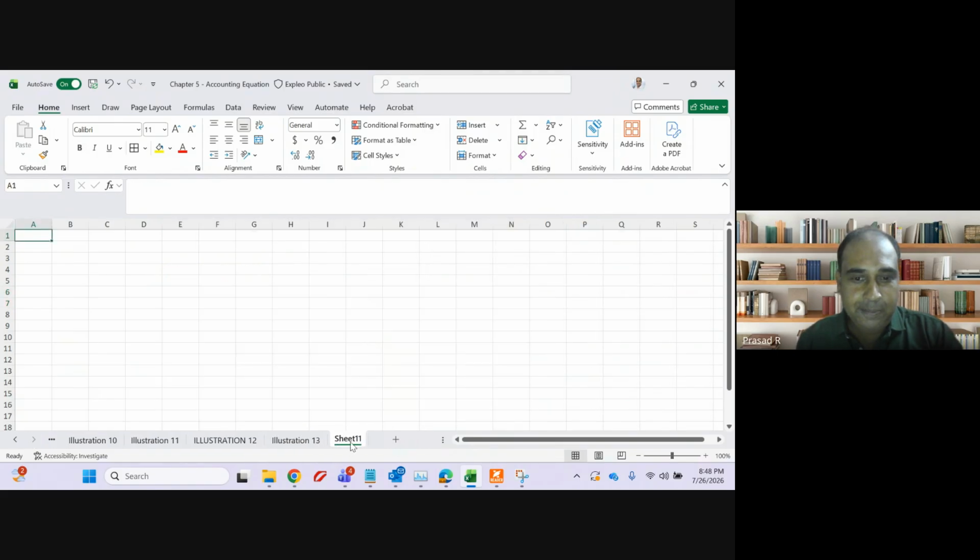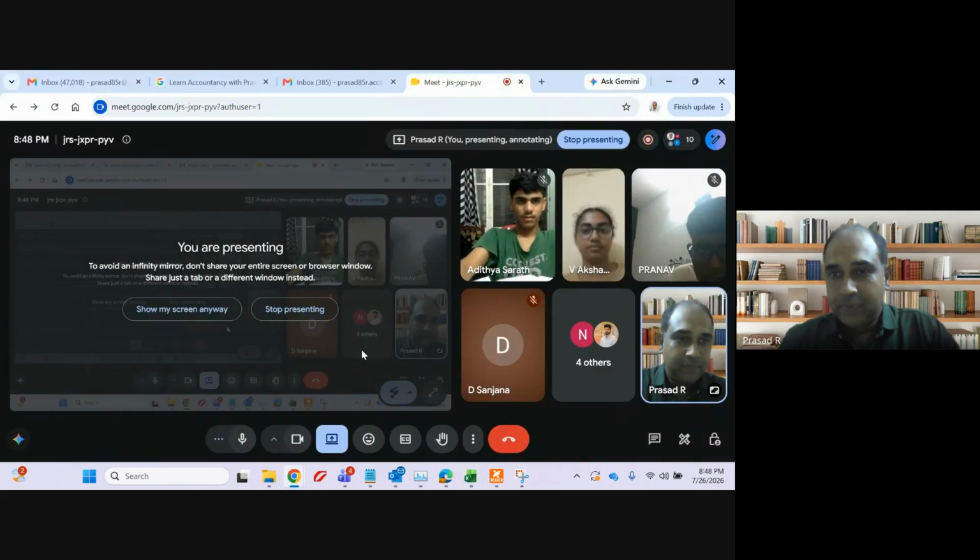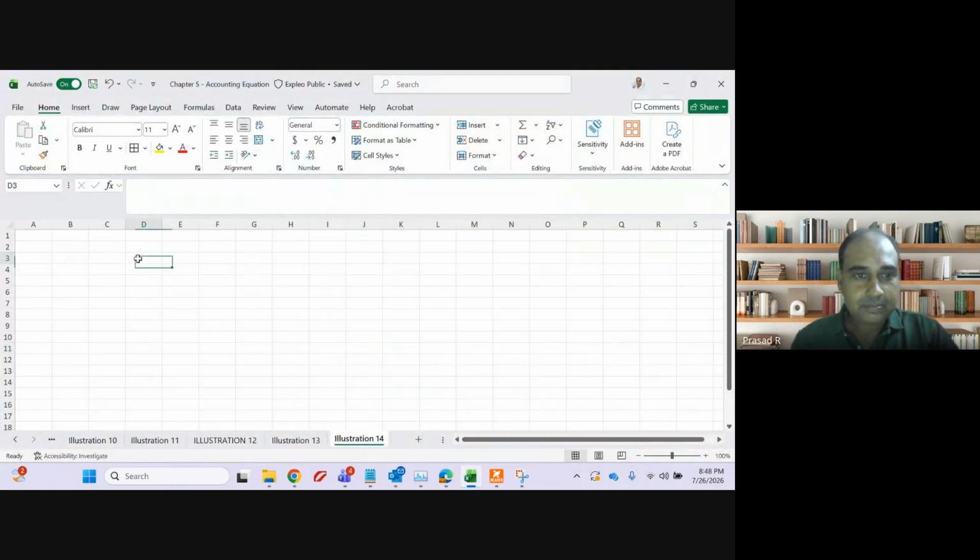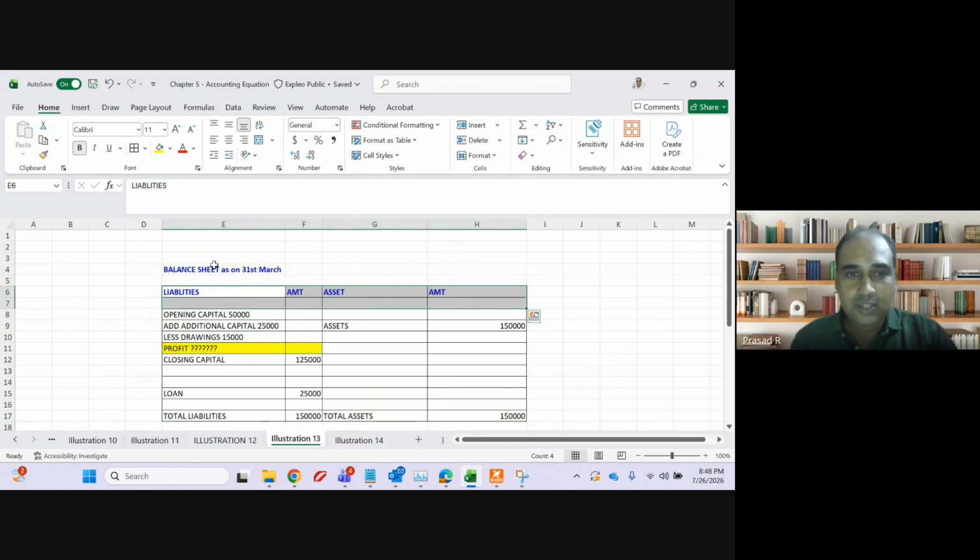Illustration 14. Now guide me, guys. Guide me how to solve this. Now you are taking the lead, guys. On 31st March 2026, you guys have to solve this, guys.